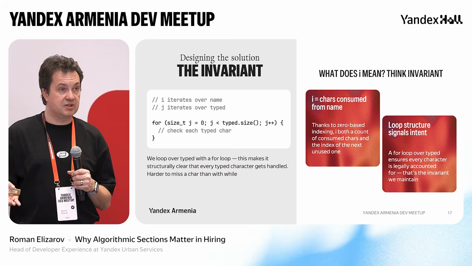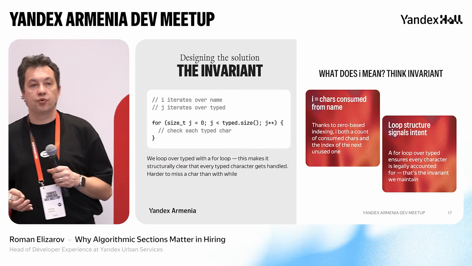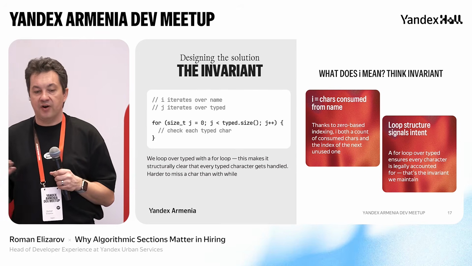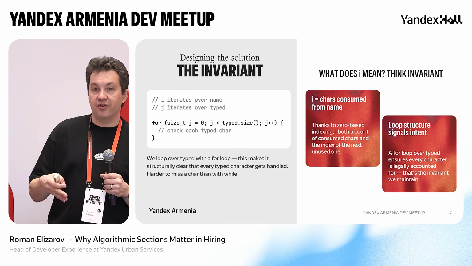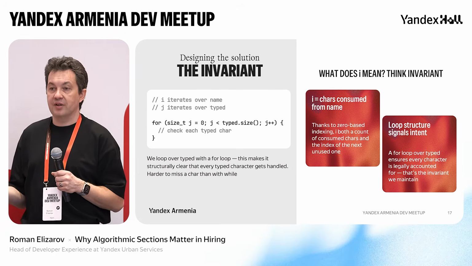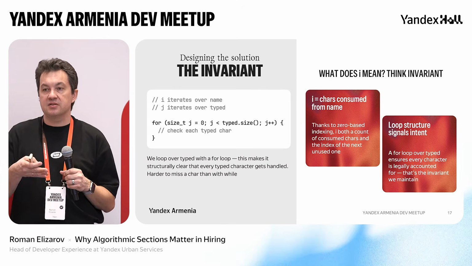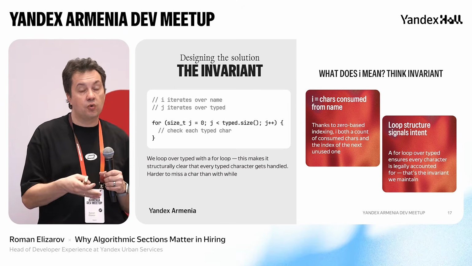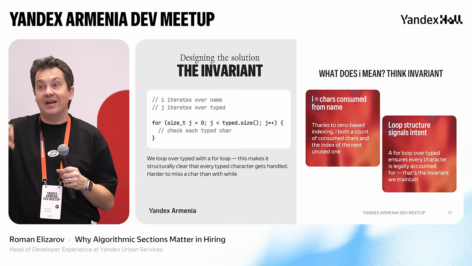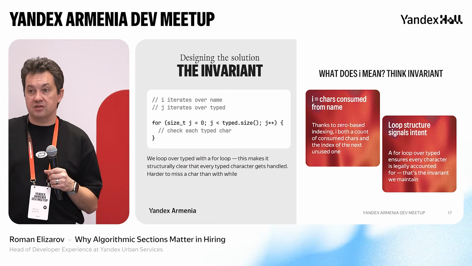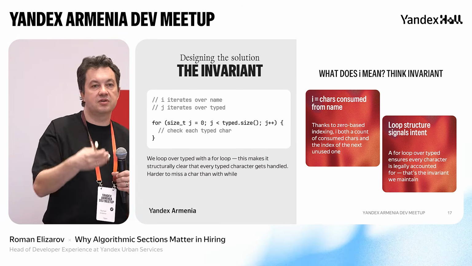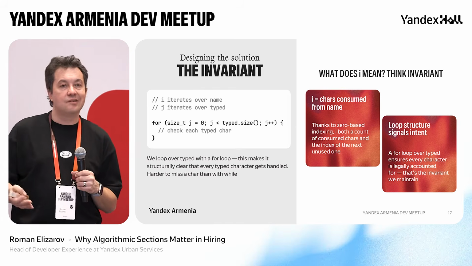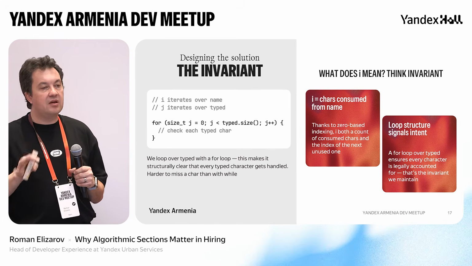And actually, for this specific problem, we get to exploit the beauty of zero indexing in arrays. Because if i tracks the number of characters we already consumed from the name, then automatically the character with index i is the character we are about to consume. When i is 0, we have not consumed any character, and the index 0 character is the first one we're about to consume.